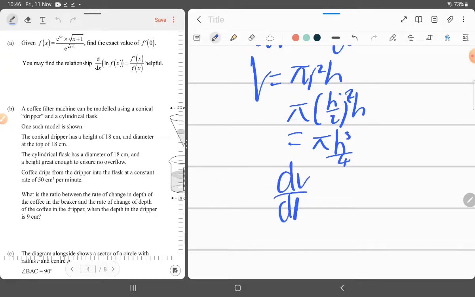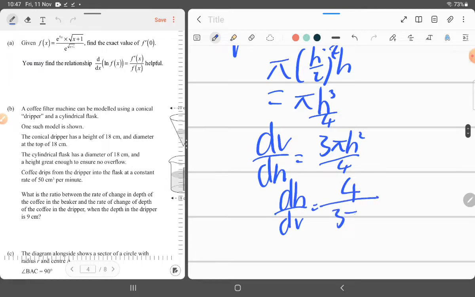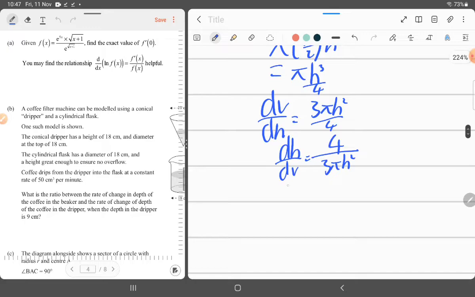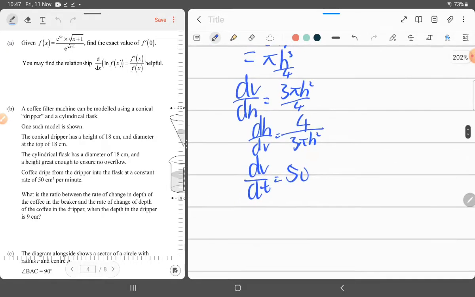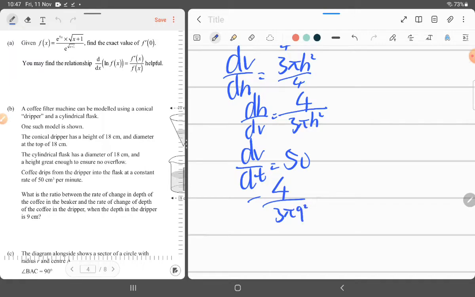dv over dh is equal to 3 pi h squared over 4, so dh over dv is equal to 4 over 3 pi h squared. Then dv over dt is just 50, right? So this is negative 4 over 3 pi, and the depth is 9, so 3 times 9 squared times 50. Let's see, 4 times 50 over 3 is 9 squared times pi. But then, why is it not turning into a fraction? 81 times 3, 243.